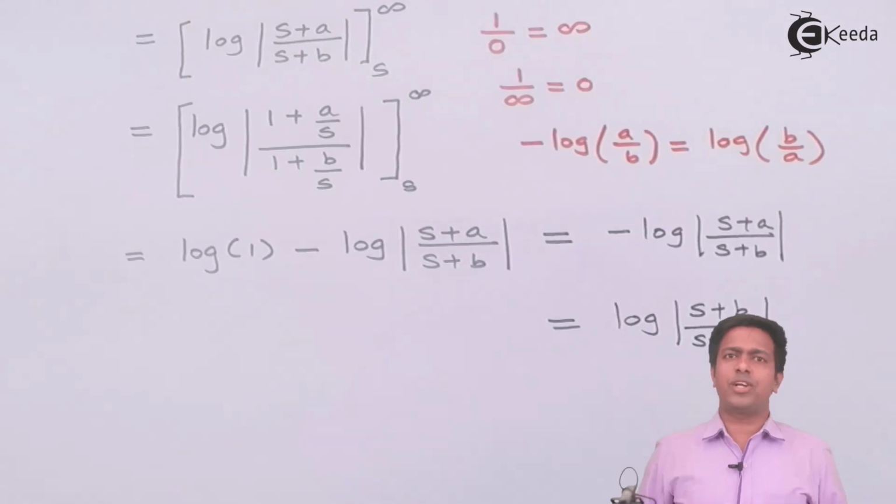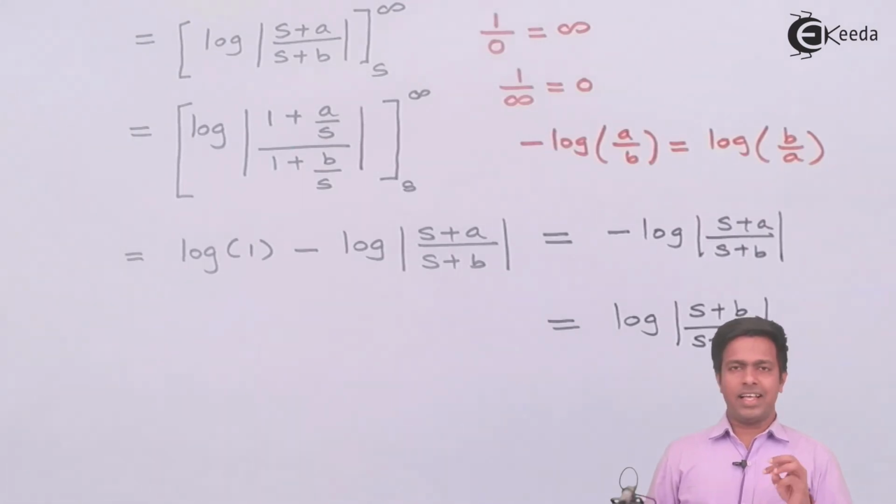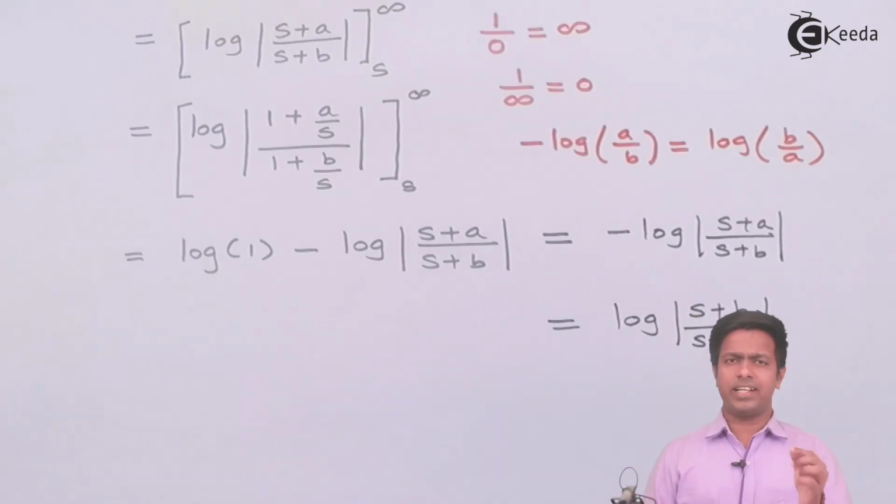So I'm sure that you understood how to find out the Laplace transform by using division by t property, and how I've converted that s, or I've shifted that s to the denominator so that I can substitute infinity.